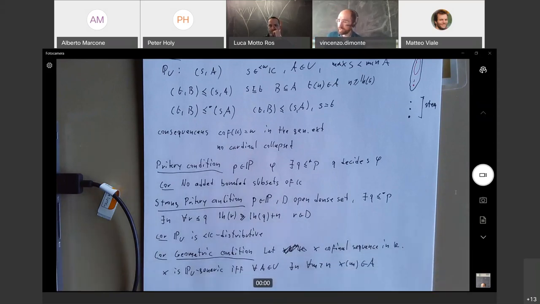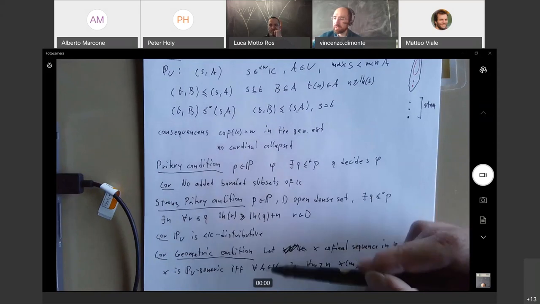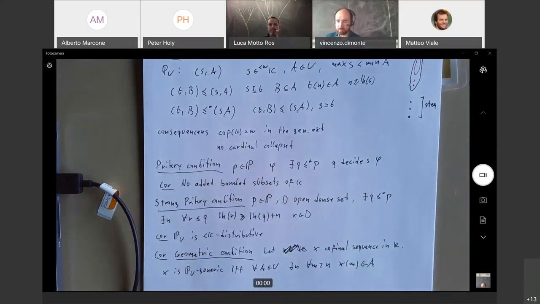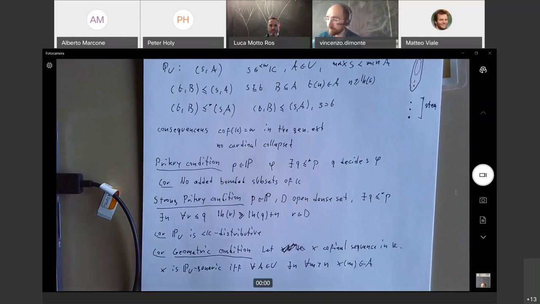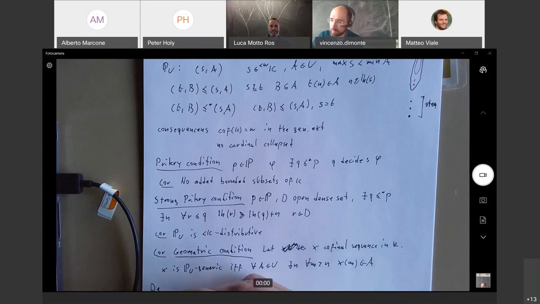Okay, so these are the three main properties of Prikry forcing, and these are the properties we're going to use to solve all of our problems. But we see that we want to use the strong Prikry condition, but this is not useful here. It's going to be useful for the diagonal Prikry forcing.